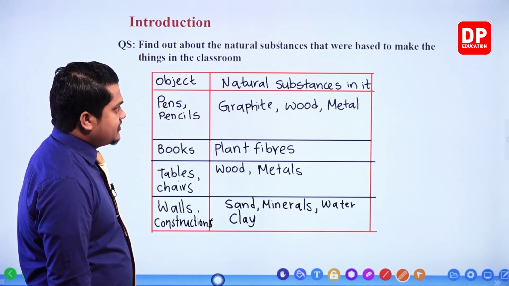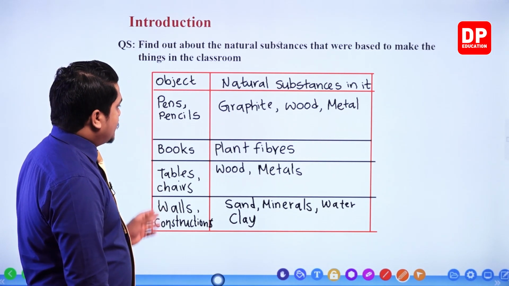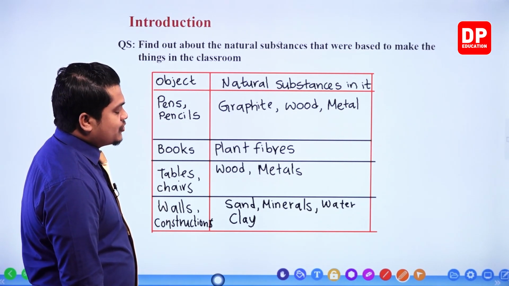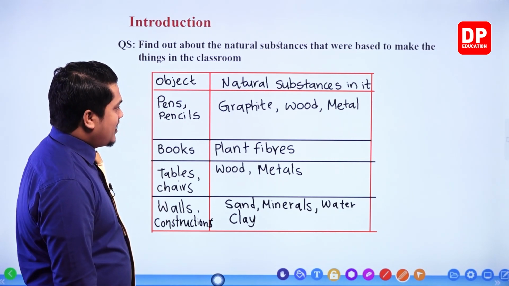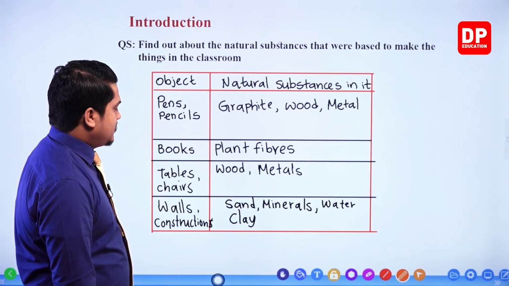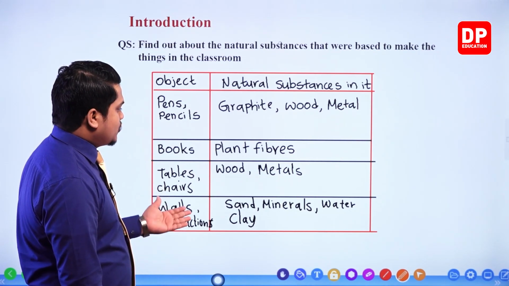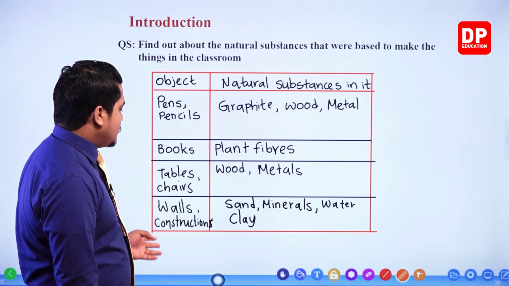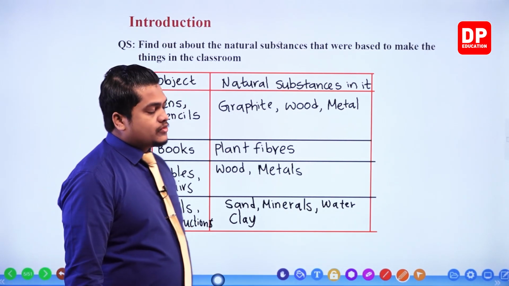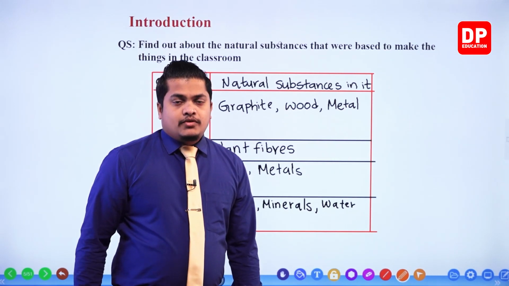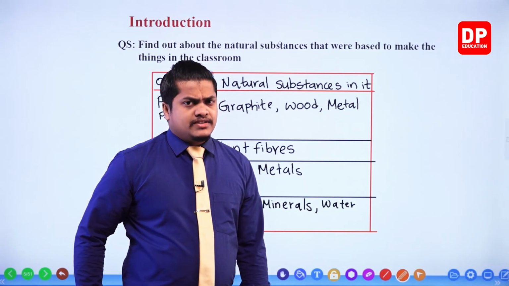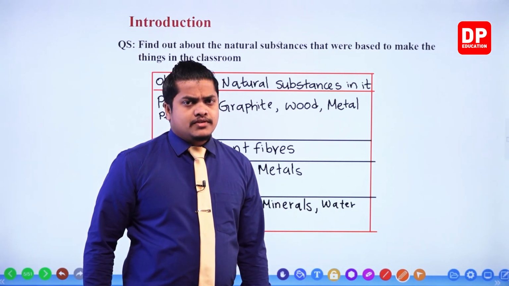my left hand side. So, in making pens and pencils, we use these natural substances like wood, metal and graphite. Then in making books, we use plant fibers. Then in making tables and chairs, we use wood and metals. Then in walls and other constructions, sand, minerals, water and clay. We use these things. So all of these things are natural substances, my dear children. All of these things are naturally occurring substances which are beneficial to us, right?